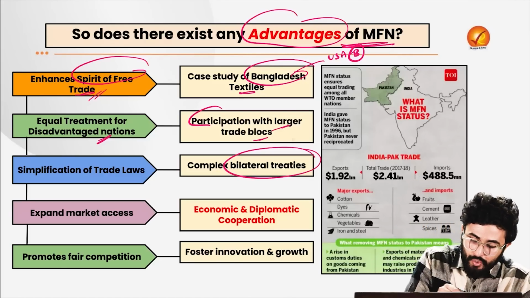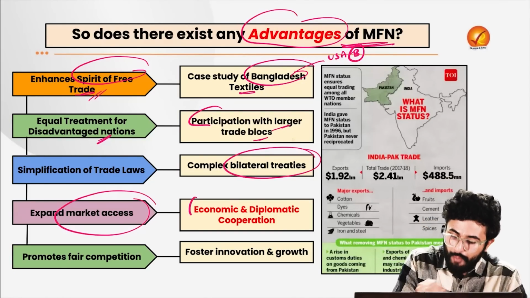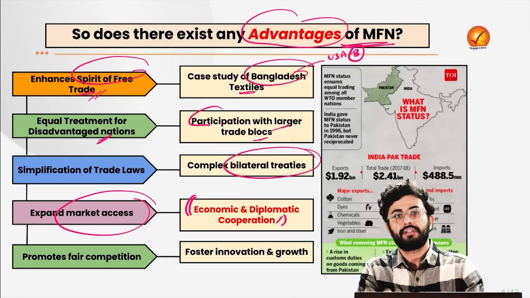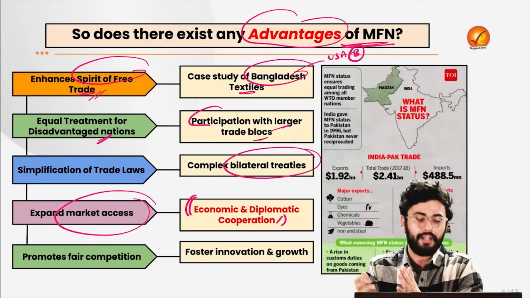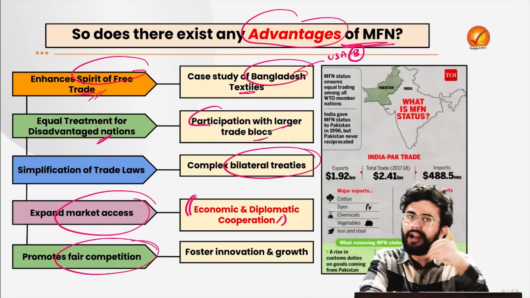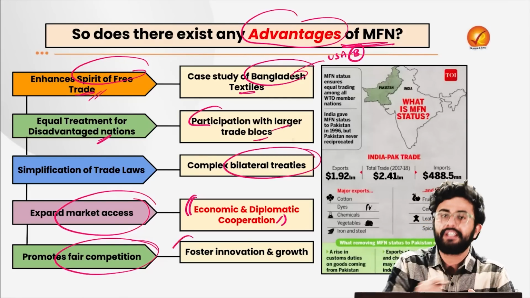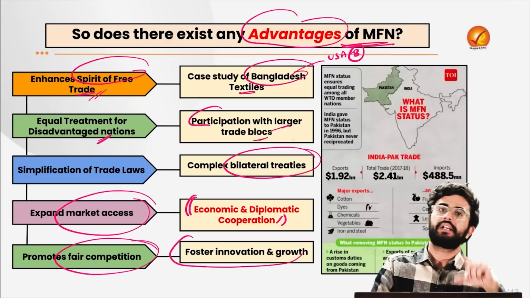Then it leads to expansion of market access, obviously, and that has a lot of economic and diplomatic cooperation which can develop from one nation to another. Then there is also promotion of fair competition, and that ultimately will lead to what? Fostering innovation and growth. Let's try to understand this with the context of India and Pakistan.